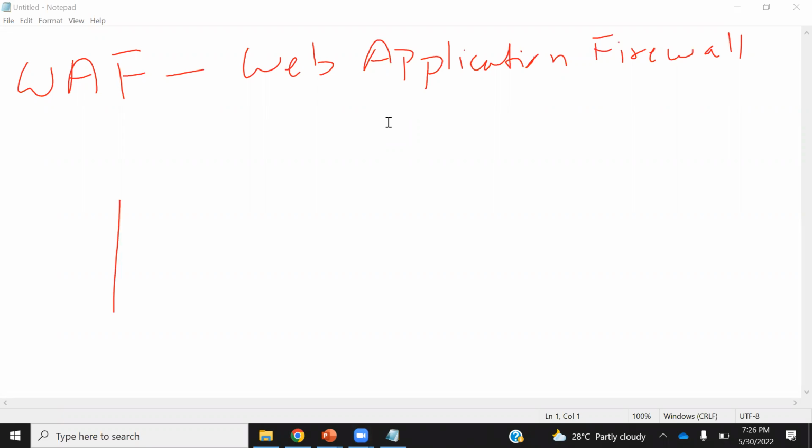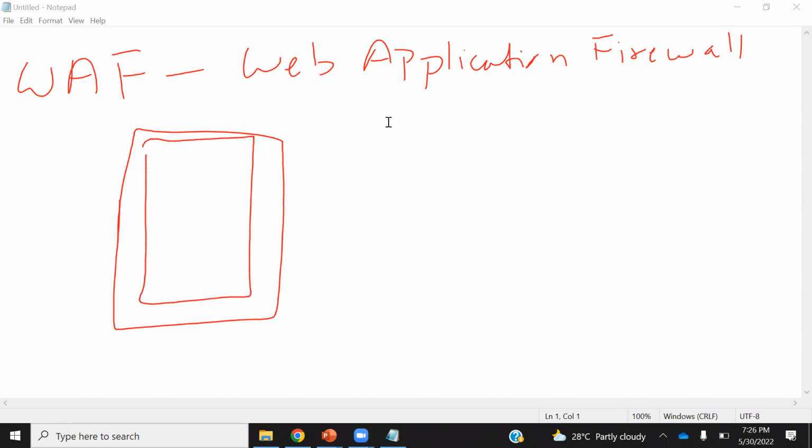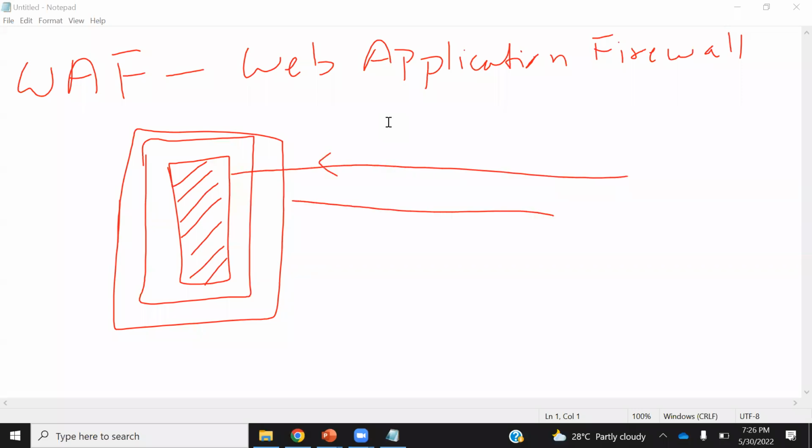Suppose this is my AWS account. Inside my AWS account, I'm running in US East 1 or North Virginia. Here I have one EC2 instance, and inside this EC2 instance, I have installed my website. Now, in this website, there will be many users coming in from outside. How do I make sure that these users are not hampering my website?